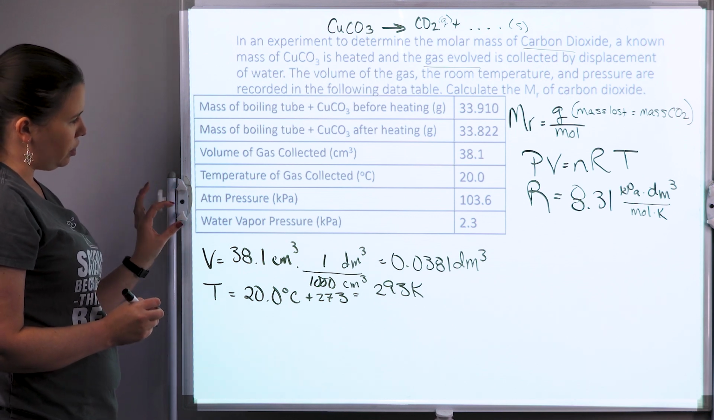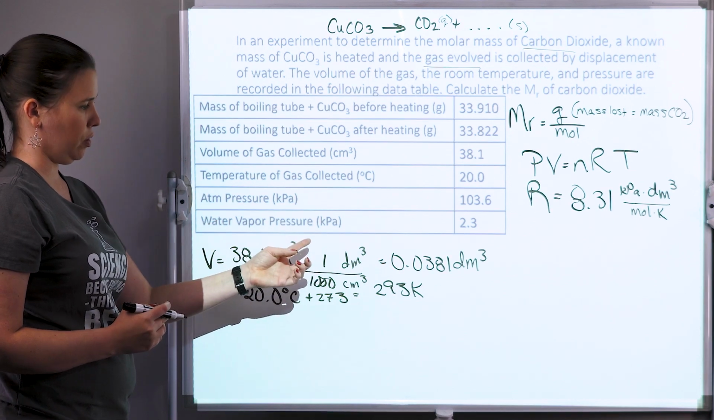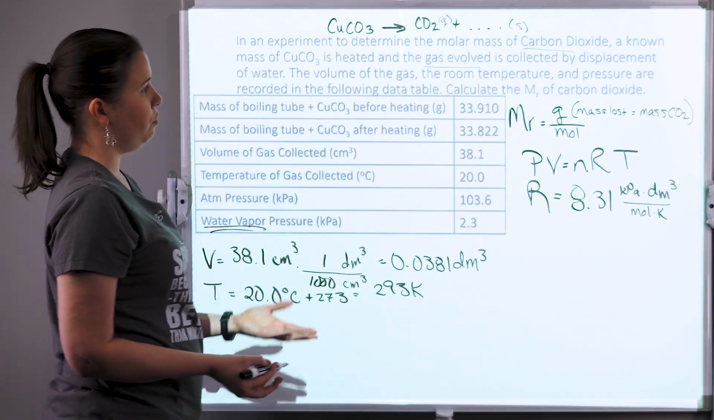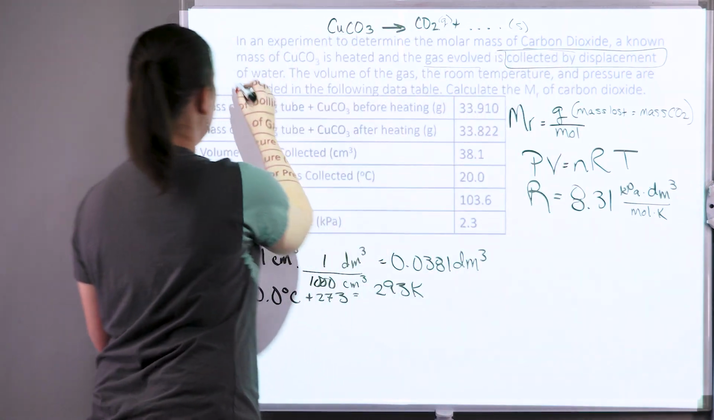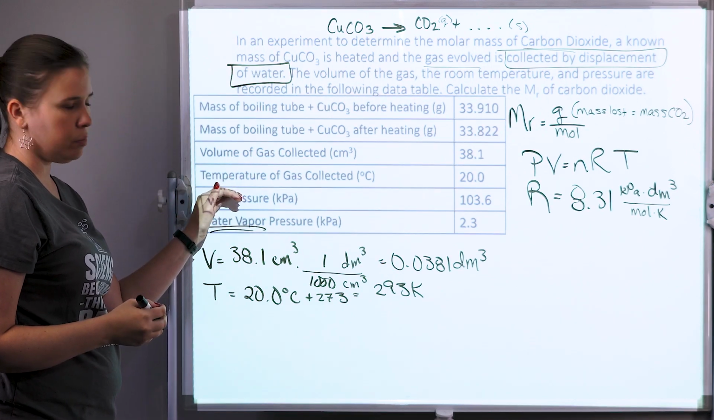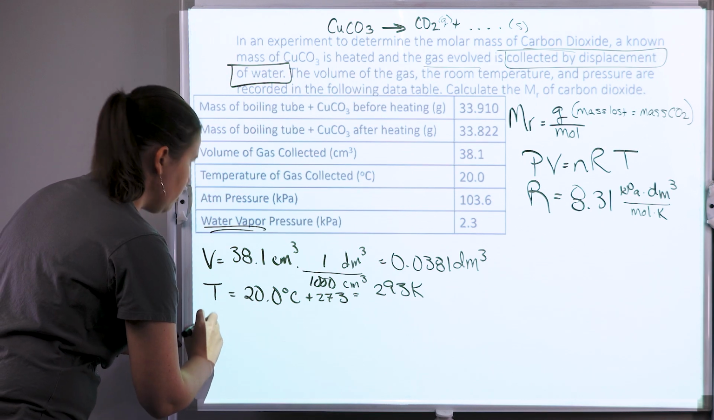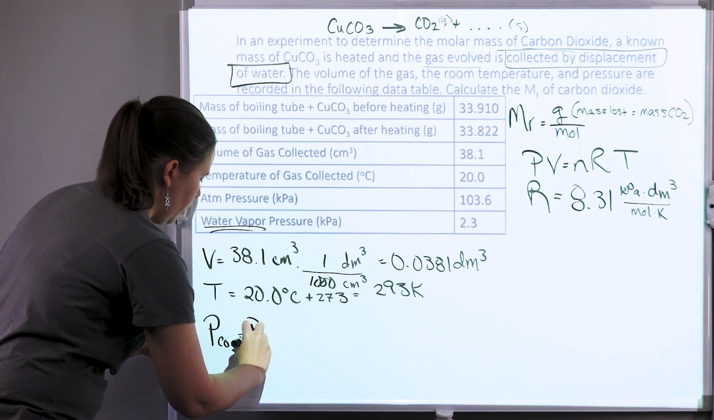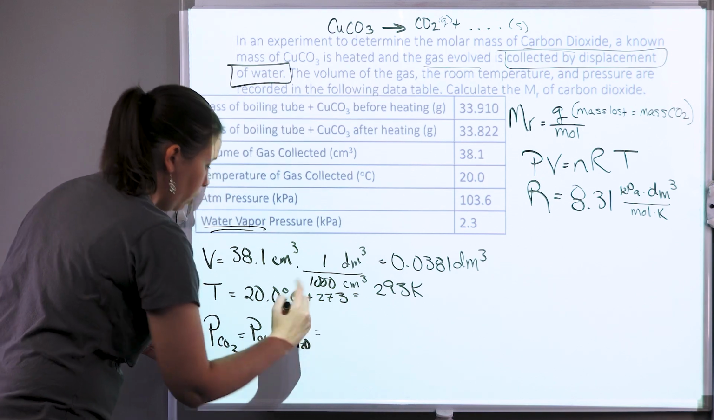Now pressure is a little tricky because they gave us 2 pressures. Why would they do that? There's an atmospheric pressure, and then there's a water vapor pressure. Well, anytime they're giving you the water vapor pressure, it's probably there for a reason. And if we go back and read carefully, you can see that this experiment is done by collecting over water, which means I have to take my atmospheric pressure and subtract out the water pressure in order to get the pressure of the actual gas, the carbon dioxide. So the pressure of the CO2 is actually the atmospheric pressure minus the water vapor pressure.